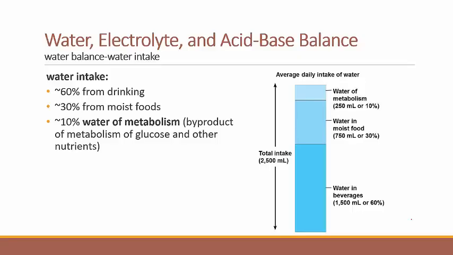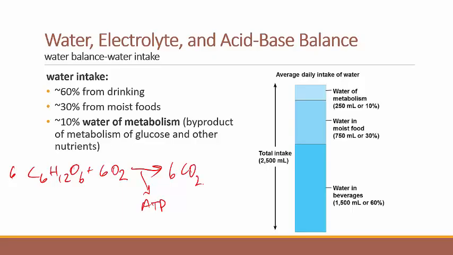Last of all, there's the water of metabolism. This is a crazy idea, but when we run this chemical equation where we take 6 glucoses and react it with 6 oxygens, and of course we're pulling out ATP here, that's the cellular respiration reaction. Then on the far side we produce 6 waste carbon dioxides, and we also make 6 waters.